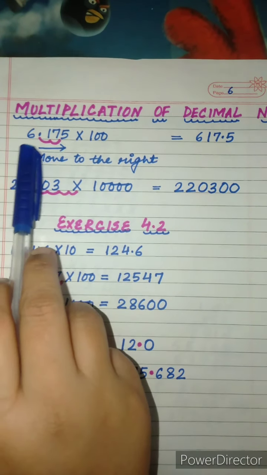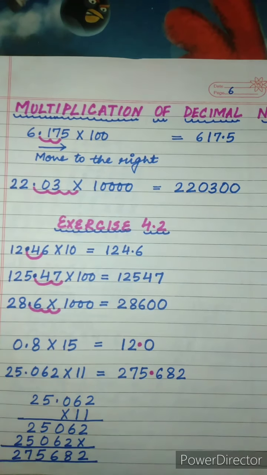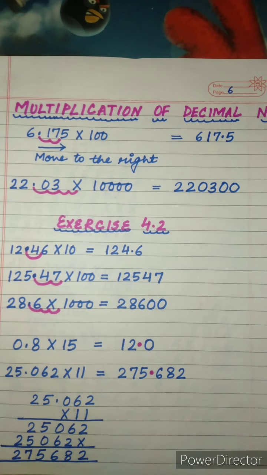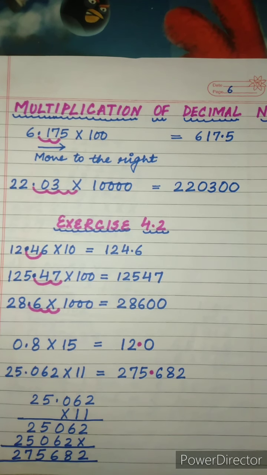Now multiplication of decimal numbers. Now we have written 6.175 into 100. Always remember, when we are multiplying a decimal number by 100, we have to move our decimal point towards the right. But how many places do we have to move our decimal? How do we know that?